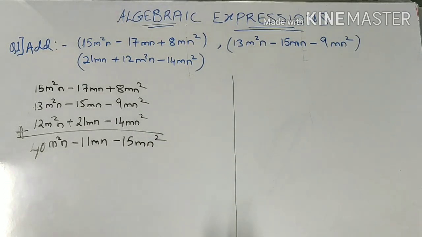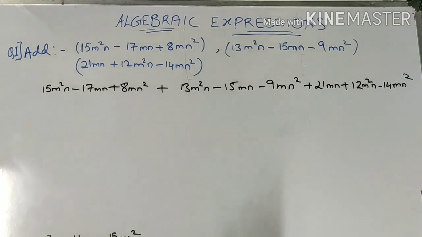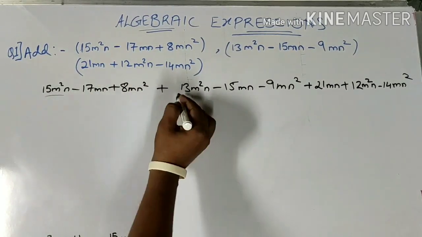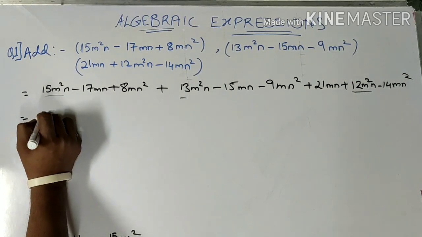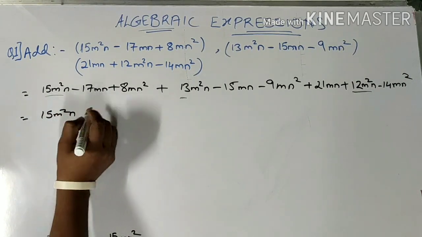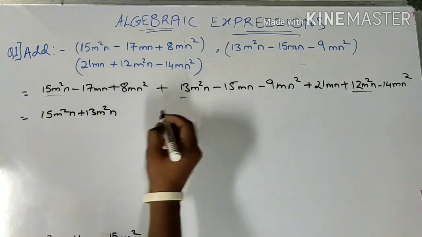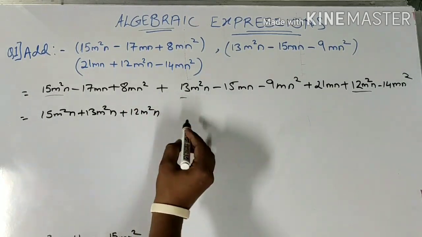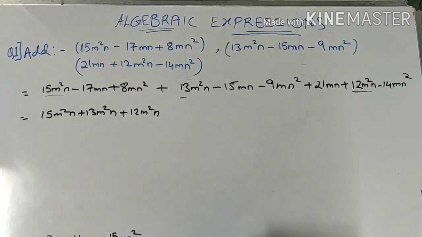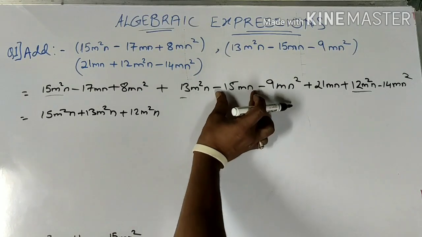Now when you do it horizontally, it shouldn't make any difference. The only thing is you should keep the basic in mind, that you are supposed to add only the like terms. So you have one step where you will bring all the like terms together: 15m square n plus 13m square n plus 12m square n. This way you bring all the like terms together and operate. Also, one more caution, that this negative sign belongs to this 15mn.